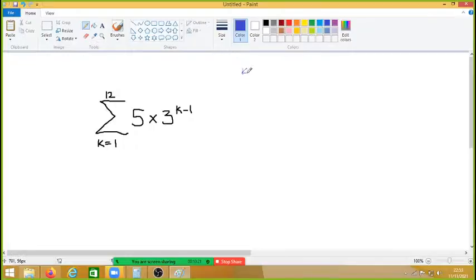Let's start with k is equal to 1. So I would do 5 times 3 to the power 1 minus 1. 1 minus 1 is going to be 0. So really the first term is going to be 5 times 3 to the power 0. But anything to the power 0 is just 1. So it's 5 times 1. But then timesing by 1 doesn't make any difference to a number. So it's just 5.